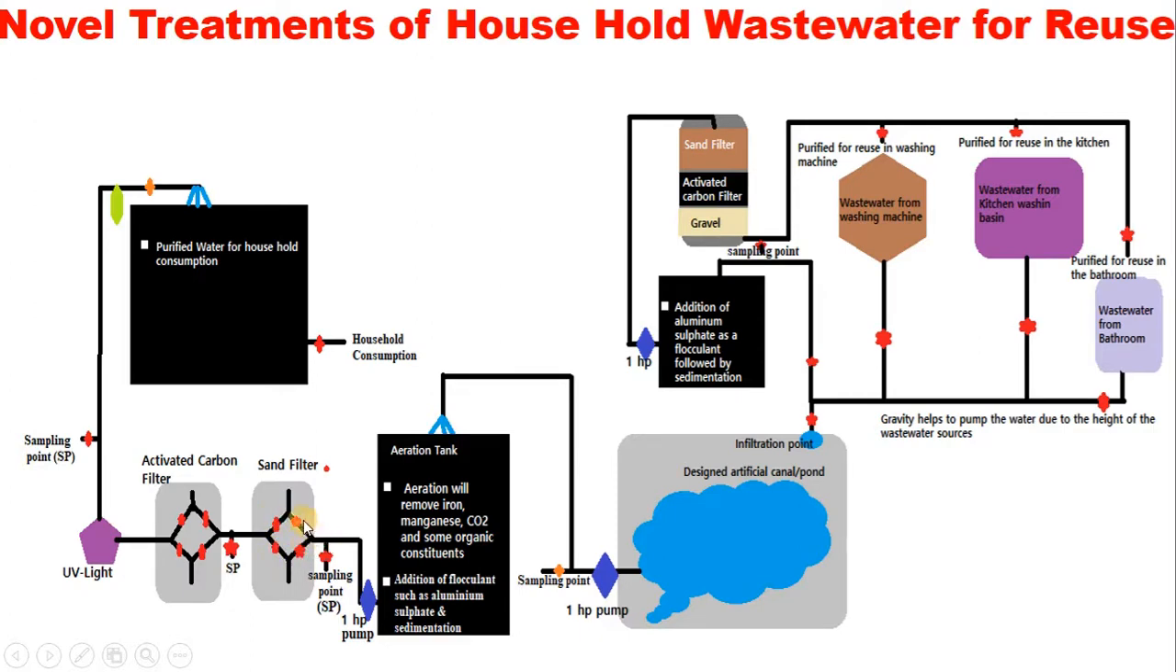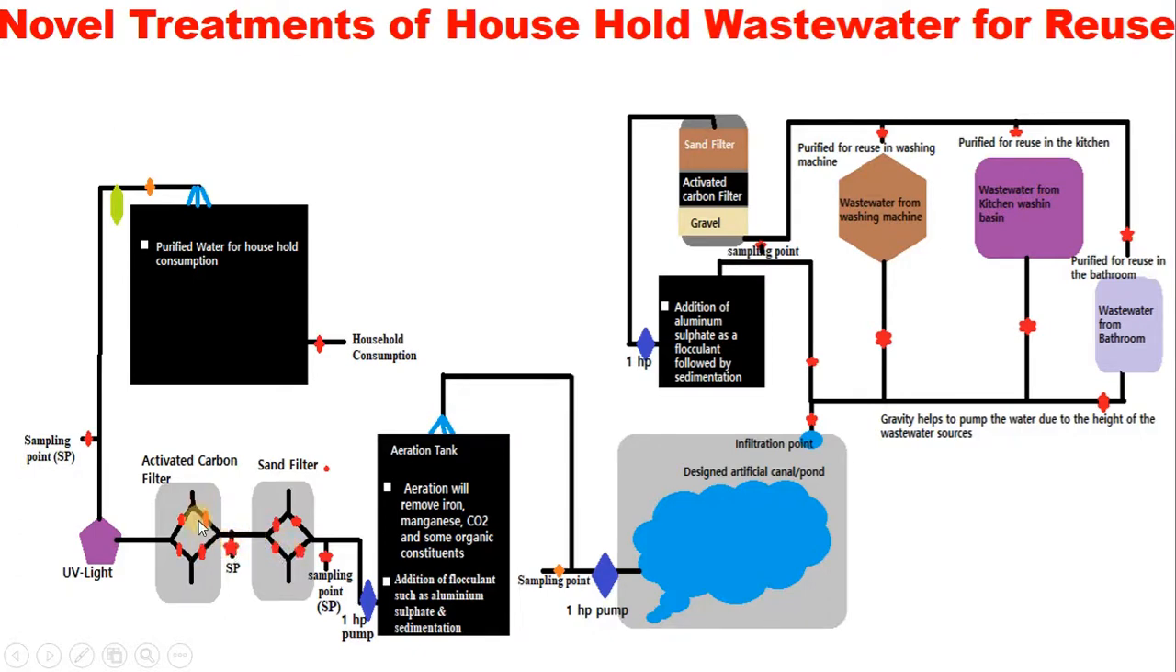The water will now come in through this way and pass through the sand. Passing through the sand, the sand will remove turbidity. It will remove particles that are 5 microns and above. Then the water will now flow through this way, comes to this point.